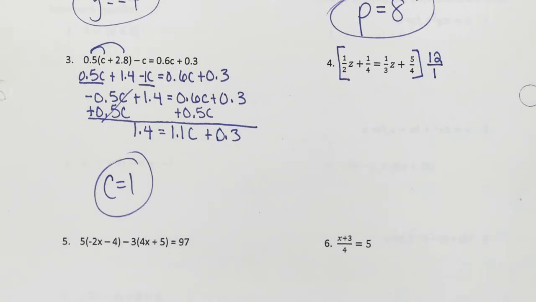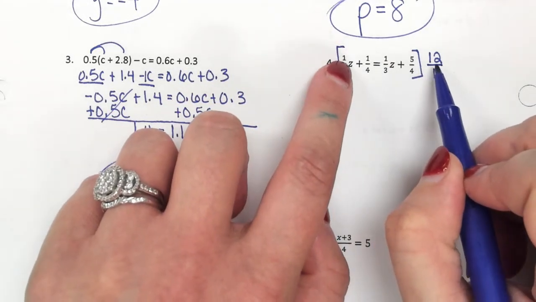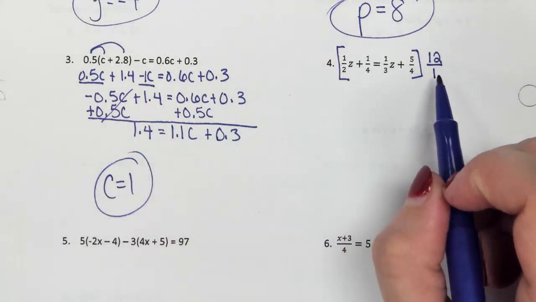Y'all good? Does anybody need me to go over this one? Yeah? Okay, here we go. So you got, the top you've got 12, right? Bottom you've got 2. So that was 12 over 2.